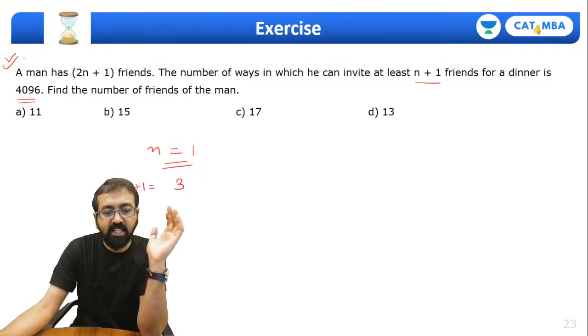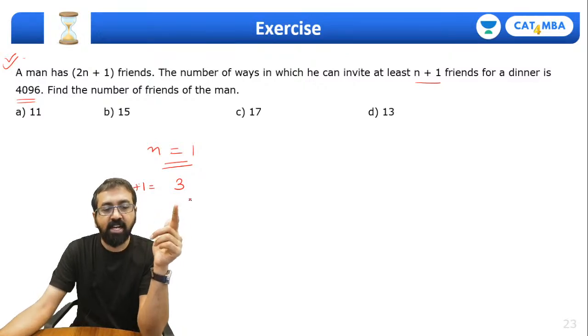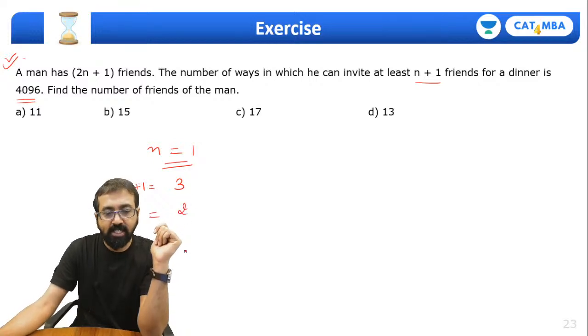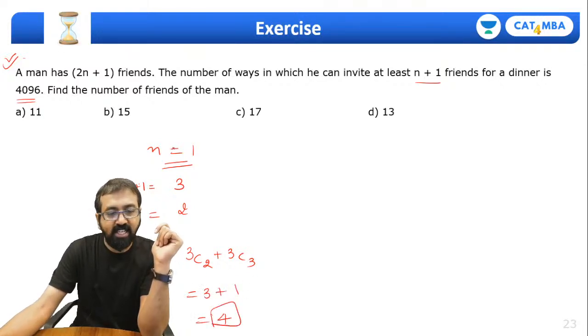Can I say it will be 3? And now, out of 3, he can invite at least n plus 1 friends, that is 2 friends. So it can be done in 3c2 ways or 3c3 ways. Yes or no? So what is this value? 3c2 is 3 and 3c3 is 1. So the answer came out to be 4. So when I take n equal to 1, this came out to be 4.